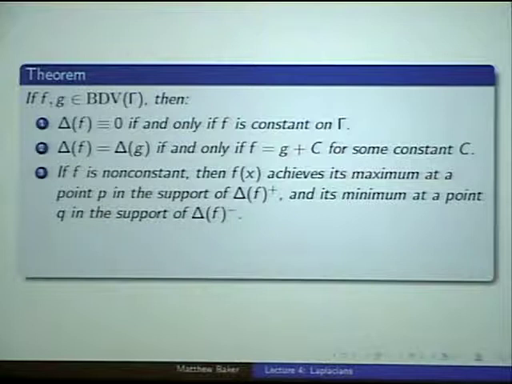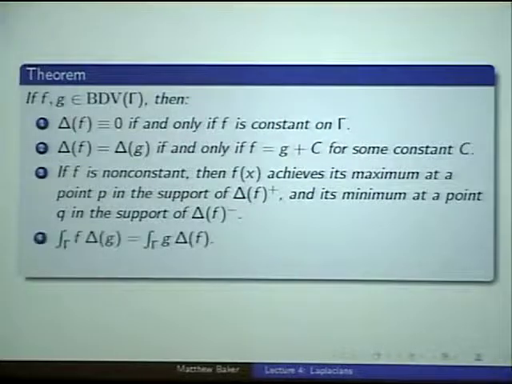This one is interesting. If a non-constant function f achieves its maximum at a point, that point is in the support of the positive part of the measure. In the Jordan decomposition, you look at just the positive part, and the support of that is where you can achieve a maximum, and the support of the negative part is where you can achieve a minimum. So this is sort of a nice generalization of the maximum modulus principle. It's still self-adjoint. It's not completely obvious from the definitions that this still works, but it's true, and it still has total mass 0.